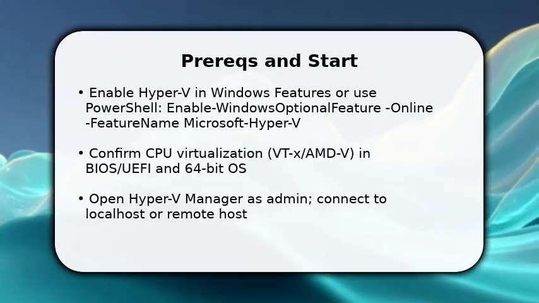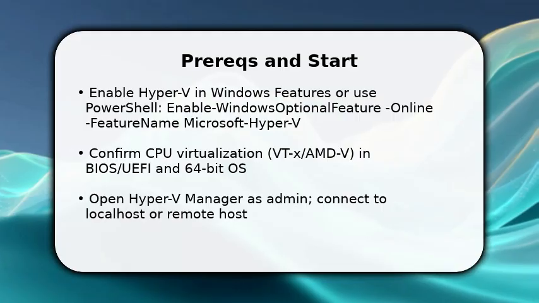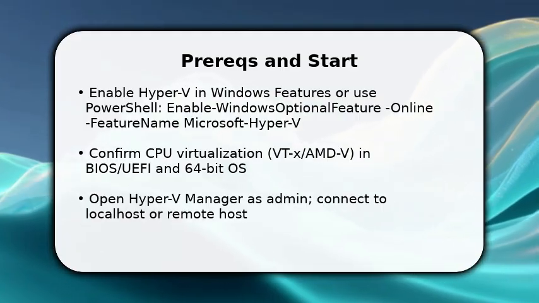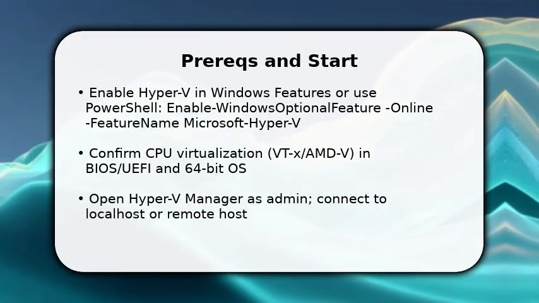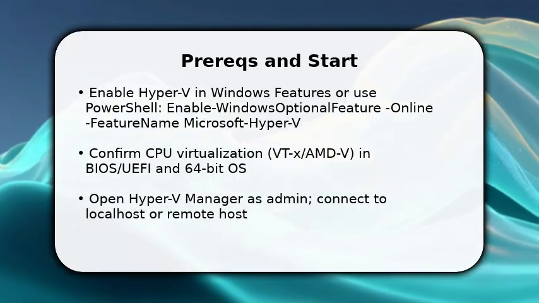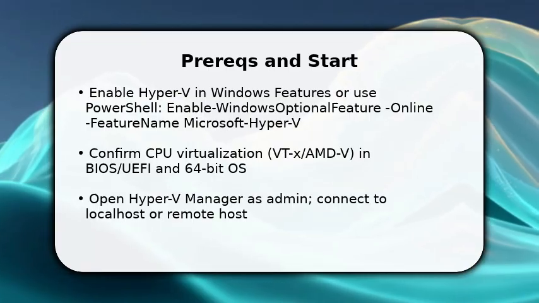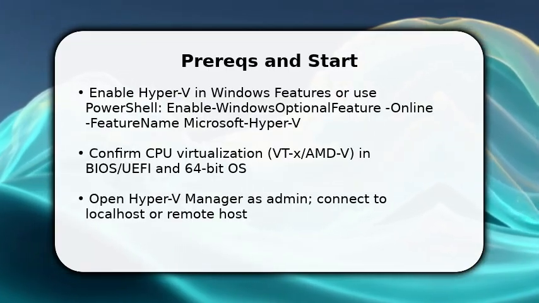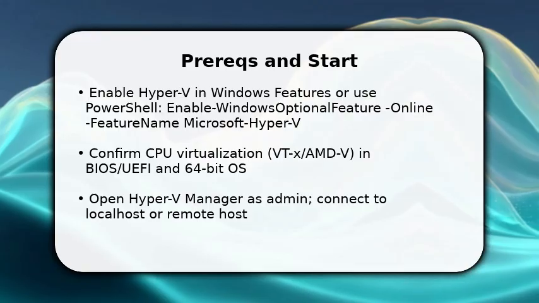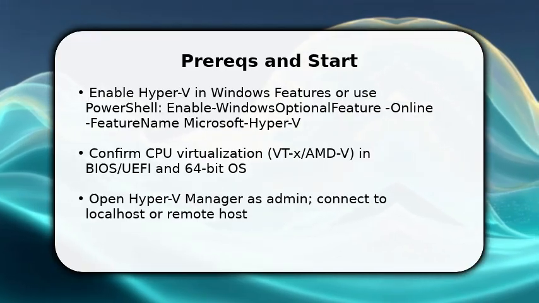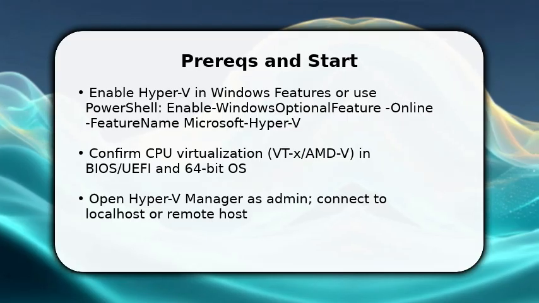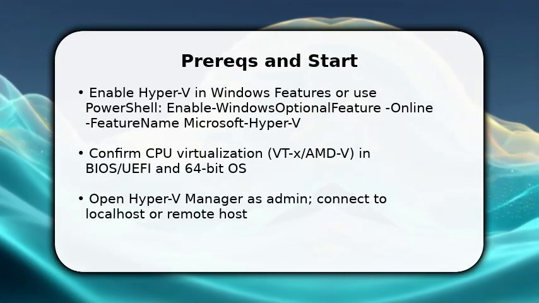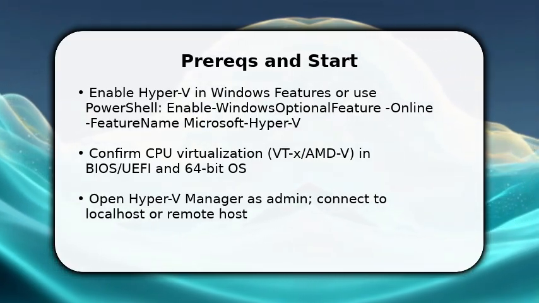You begin by verifying prerequisites and starting Hyper-V Manager. Make sure CPU virtualization is enabled in BIOS and install the Hyper-V role or feature now. This allows hardware acceleration. Once done, open Hyper-V Manager as an administrator and connect to the local server or enter a remote host. You do this first because the management console depends on the role and host connection. Without them, you cannot create or manage virtual machines.